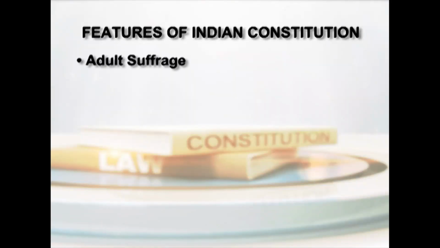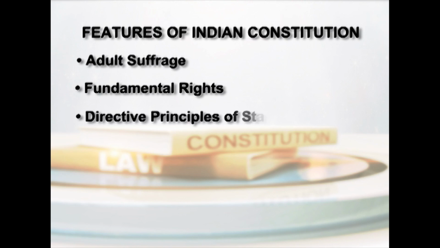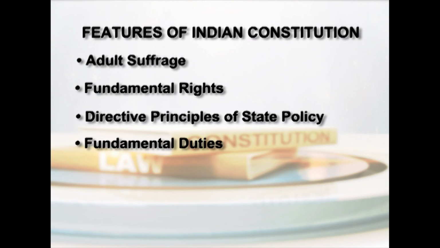Adult suffrage is a very prominent feature of Indian democracy. We have fundamental rights. We have encoded directive principles of state policy, though they are not justiciable, yet they are fundamental in the governance of the country. We have encoded fundamental duties.